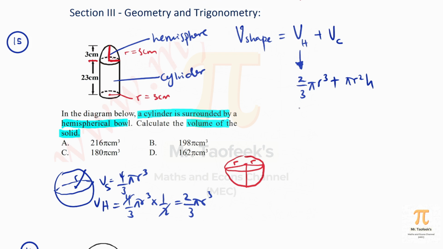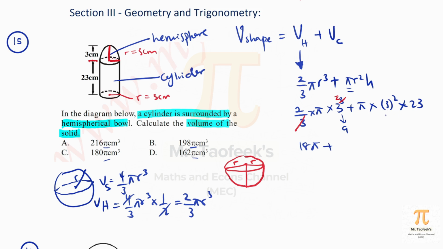So let's plug in the numbers. 2 over 3 times pi times the radius, which is 3 cubed, plus pi times, because we can see our answers are in terms of pi, so we need to keep our pi in the equation. So plus pi times radius squared, which is 3 squared, times the height, which is 23. If I was in the exam, I'm doing a very quick method. We remove one of the 3s here, so I'm left with 3 to the power of 2. Very quickly, I know 3 squared is 9, and 2 times 9 is 18. So I have 18 pi.